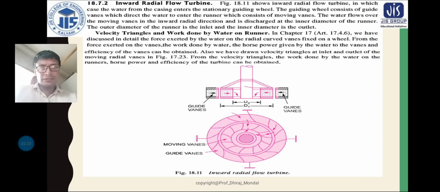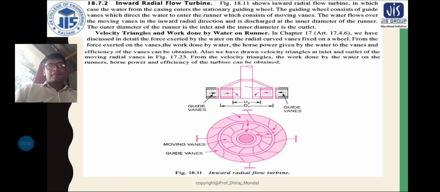It will be discussed in this diagram. You can see the figure of an inward radial flow turbine, where the water is flowing from outward to inward radially. Here you can see the guide vane, and this is the moving vane. The water enters the casing and first flows through the guide vane, which is a stationary plate. The guide vane basically gives the direction of the water.